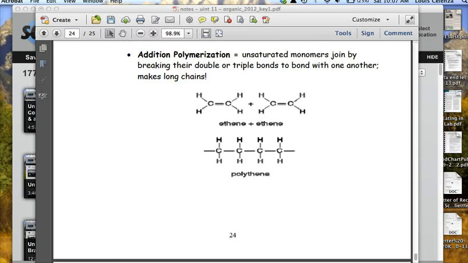And addition polymerization is when you take unsaturated monomers, meaning you're taking either alkenes or alkynes, small alkene or alkyne molecules, joining them together by breaking the double or the triple bond and making a long chain of carbons. Notice the single bond. So you start out with alkenes or alkynes and you end up with a compound which has only single bonds between the carbons. So you're taking small molecules, linking them together like a chain, and you're making a long chain.